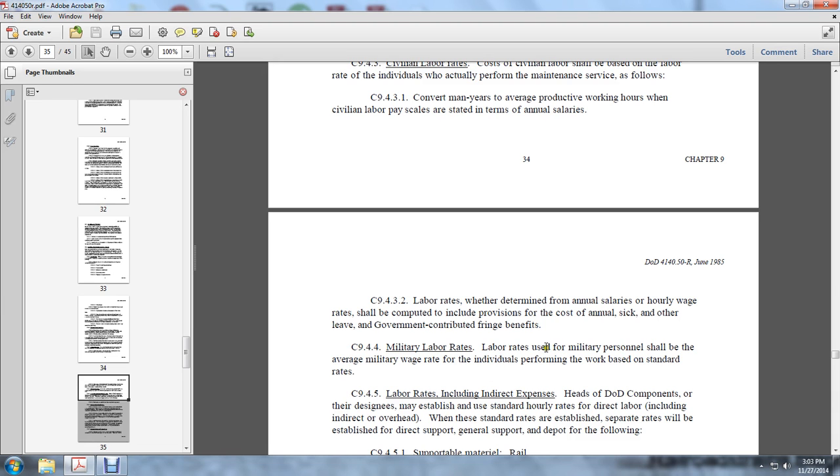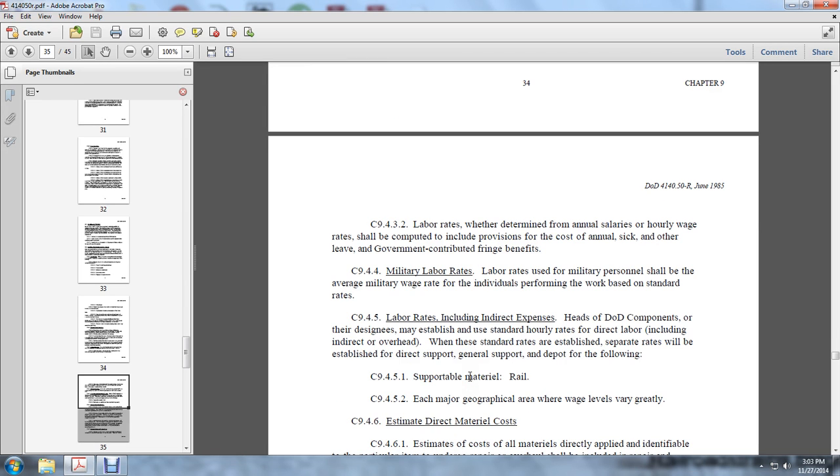Military labor rates. Labor rates used for military personnel shall be the average military wage rate for the individual performing the work, based on the standard rates. Labor rates, including indirect expenses. Heads of the DoD components and designees may establish the use of standard hourly rates for direct labor, including indirect or overhead, whether the standard rates are established separately with established direct support, general support, and depot following.